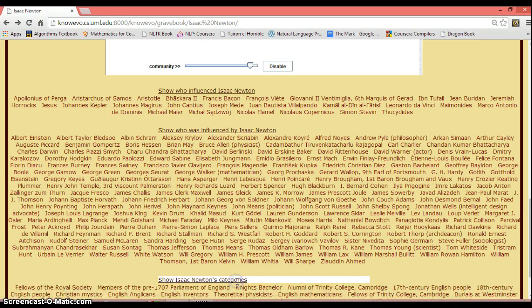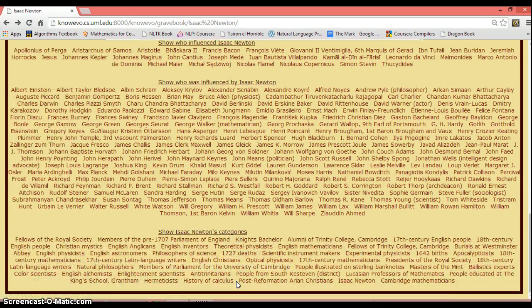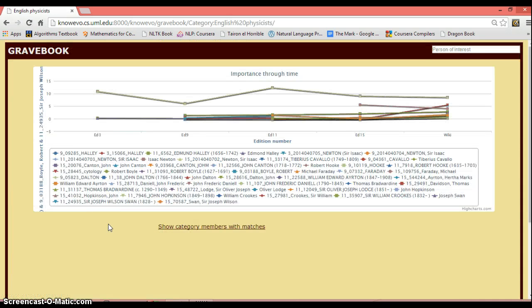Finally, you can look at different groups of people with which Newton is associated according to encyclopedic representation. You can pick a category and see the changes in relative importance of the members of these categories throughout the 17th to 21st century.